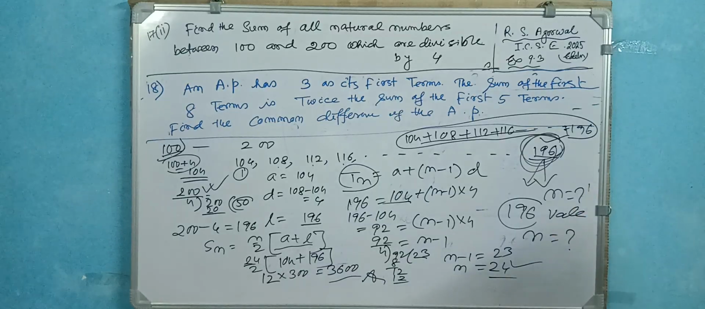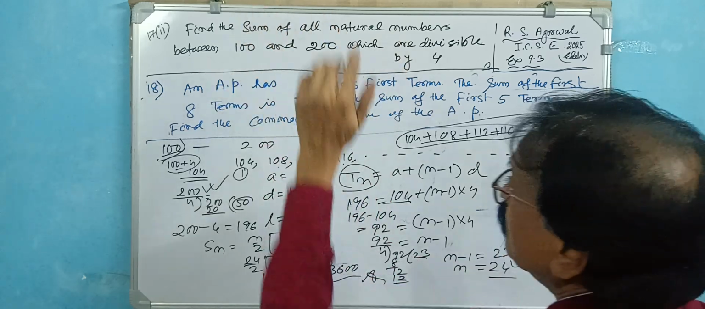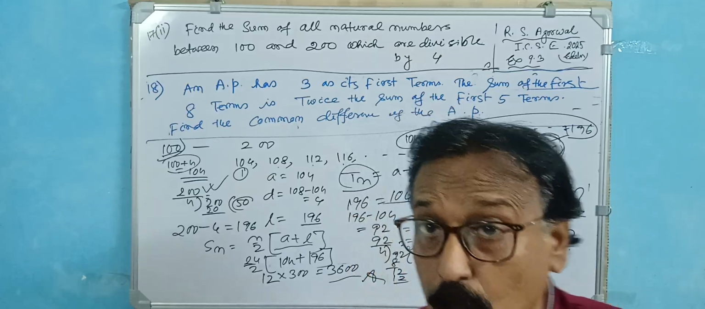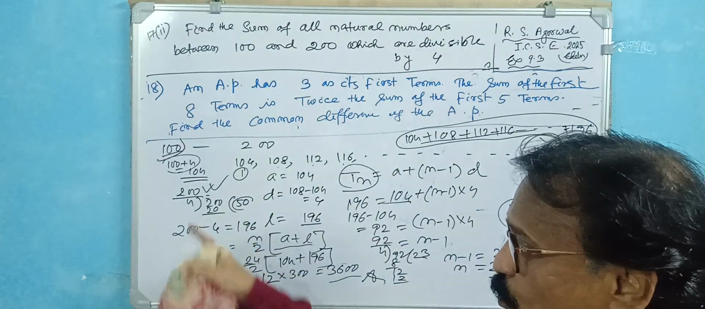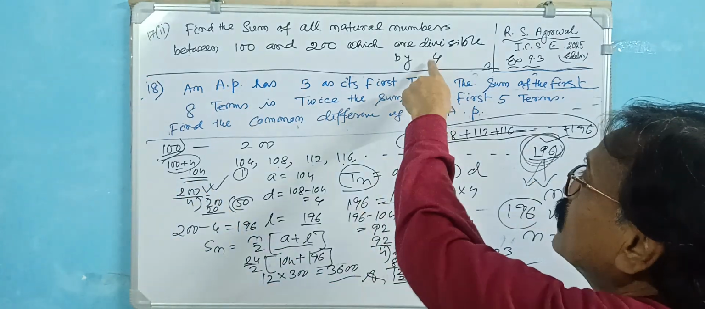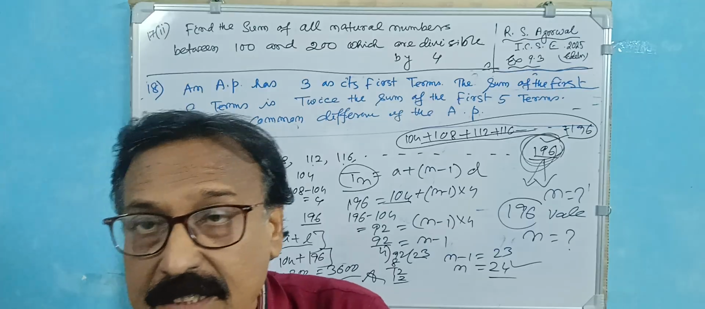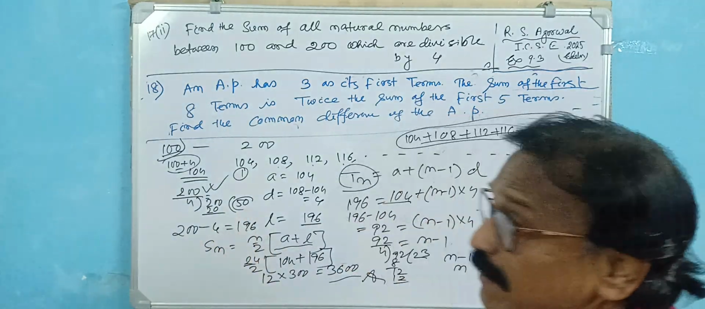In this way, solve it. Find the sum of all natural numbers between these. Between these means you do not take 100 and you do not take 200. So what is the next number after 100? 104, because these are divisible by 4. And what is the previous number before 200? 200 minus 4, 196.